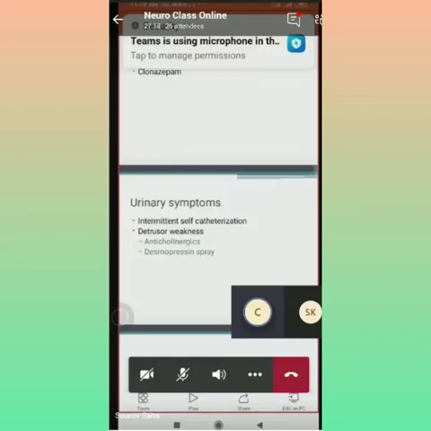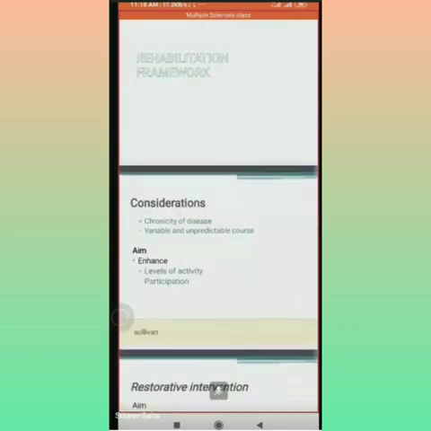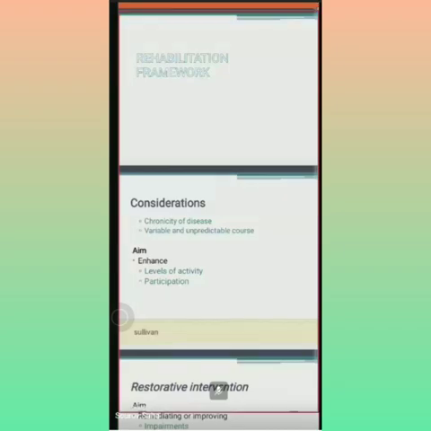Can you see the screen? Yes, sir. Good. Fine.